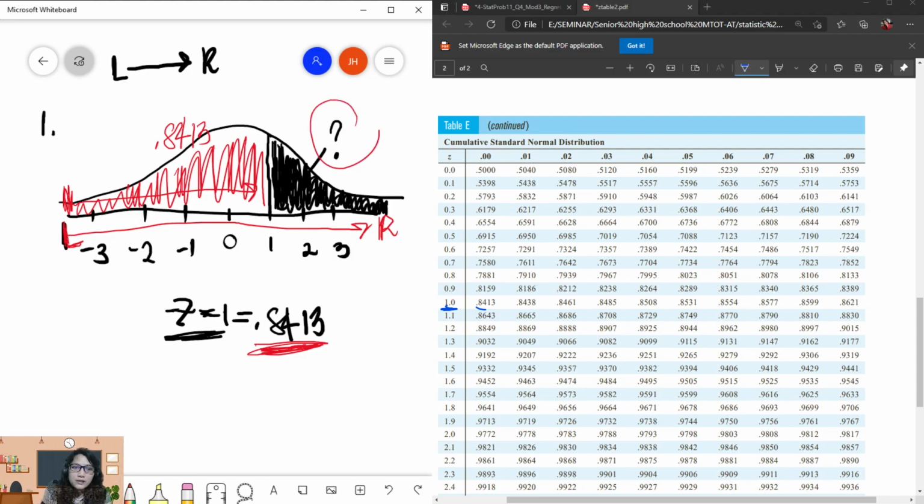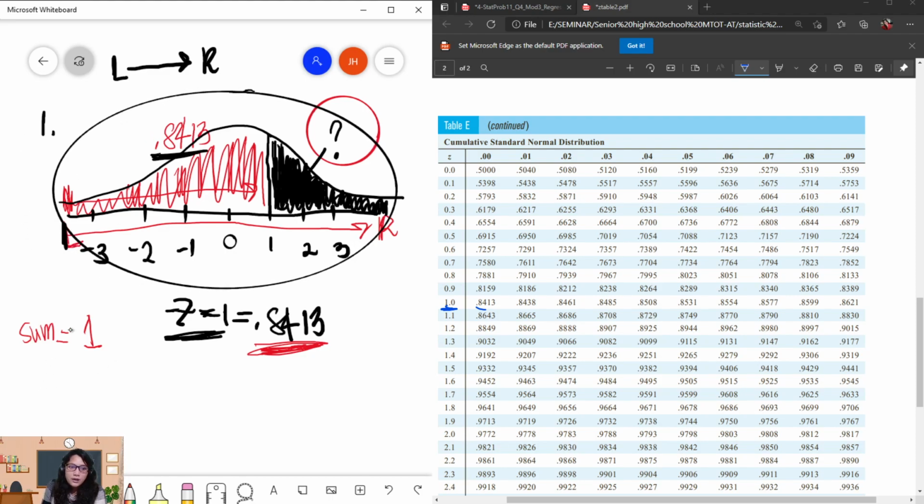But we need to look for the area on the other side. So how are we going to get the area that is greater than z? Remember, the sum of the area of the z is 1. In order for us to get this area here, the black region, we need to subtract this one from the whole. Because our whole or totality is 1, we can have 1 minus 0.8413. Can you get it?